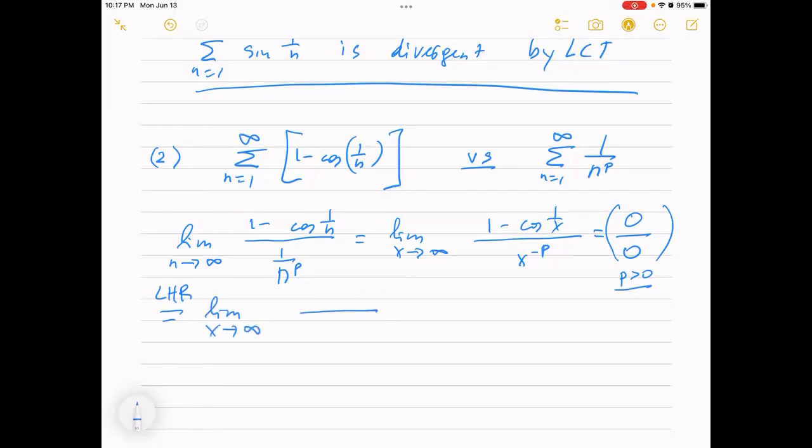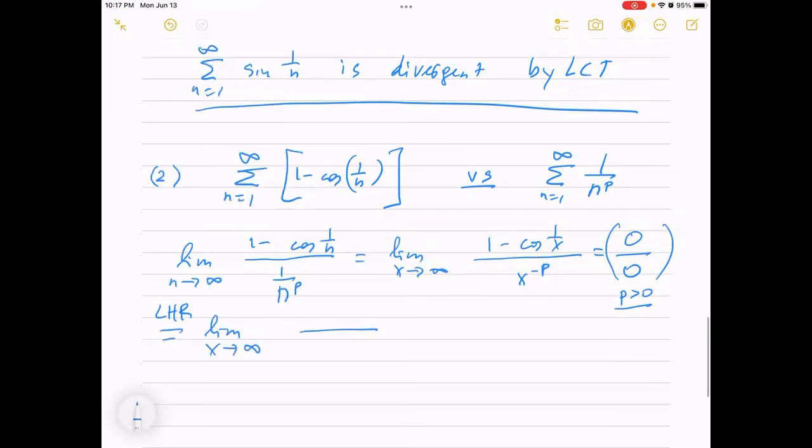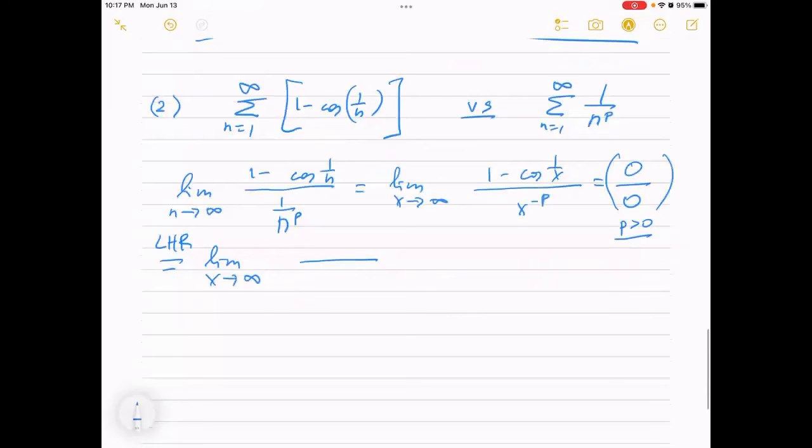The derivative of 1 is 0, and the derivative of negative cosine of 1 over x is sine of 1 over x multiplied by 1 over x squared, with a minus. The derivative of x to the negative p is negative p x to the negative p minus 1. Let's simplify that expression. The minus and minus cancel out. So we have the limit as x approaches infinity of sine of 1 over x.